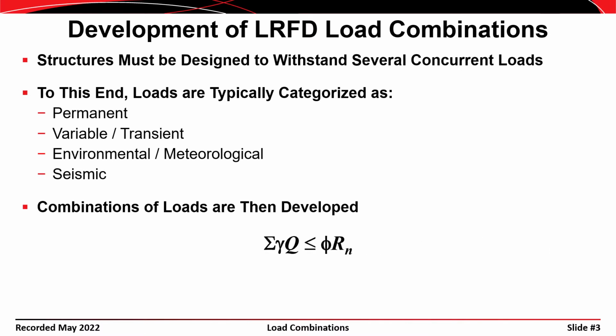So where this is coming from is the idea that for the load and resistance factor design philosophy, we have the governing equation that the sum of gamma times Q has to be less than or equal to phi times R sub n. Right now, we're focusing on the development of the left-hand side of this equation. We're focusing on the sum of gamma times Q. Load combinations are the sum of gamma times Q.